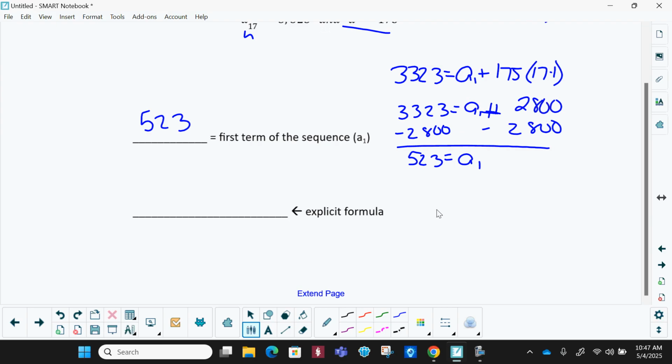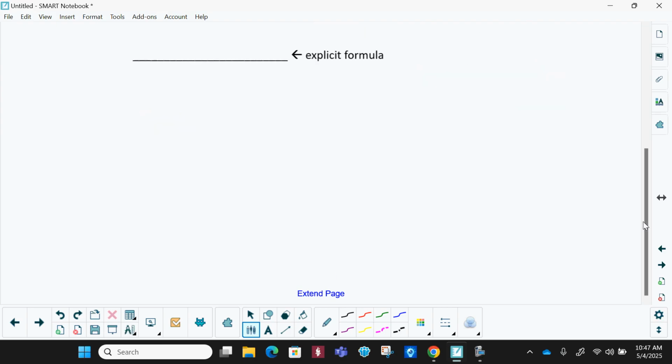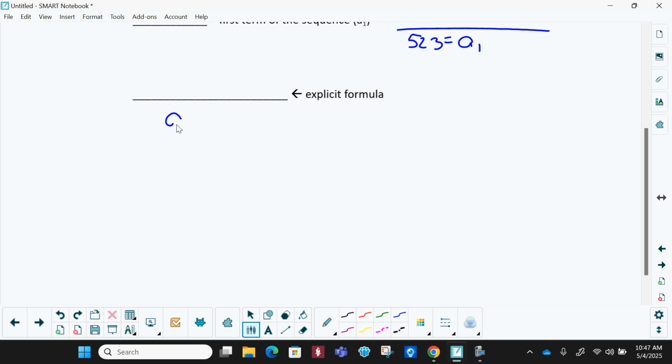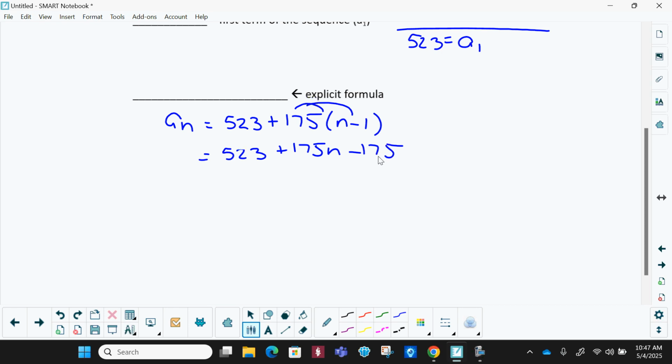Okay. So now we're going to find our explicit term. So AN, our equation, so sorry, 523 plus 175 was our D, N minus 1. Remember, we do need to clean this up. So distribute. So 523 plus 175n minus 175. Because these are on the same sides, let's collect like terms. So 523 minus 175 is 348 plus 175n. Okay.